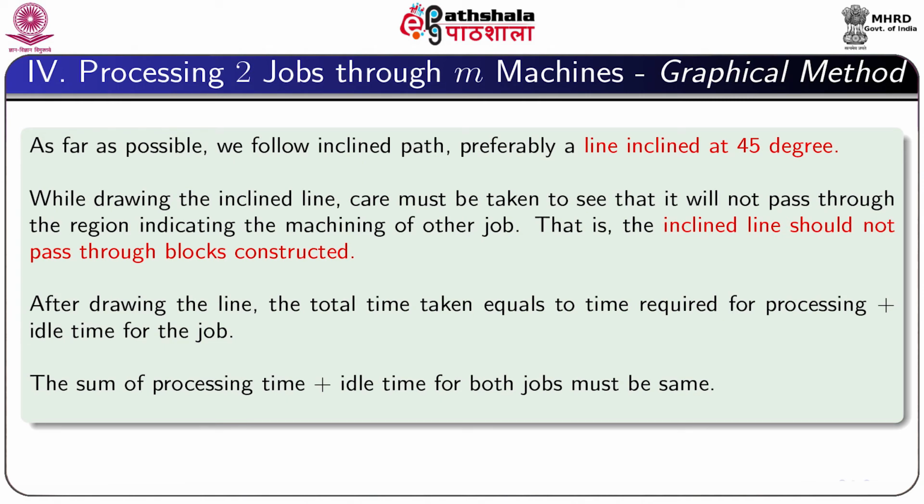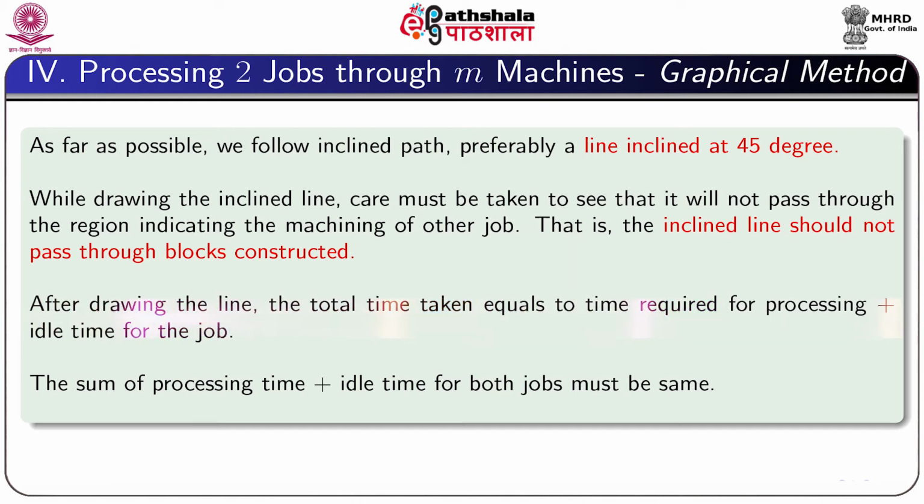Now, our job is to find the minimum time required to finish both the jobs in the given order of machine. Hence, we have to follow the inclined path, preferably a line inclined at 45 degrees. While drawing the inclined line, care must be taken to see that it will not pass through the region indicating the machining of other job. That is, the inclined line should not pass through the blocks already constructed.